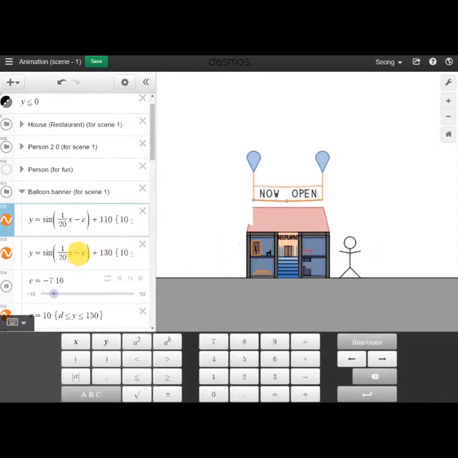I put C in the equation where it makes the graph horizontally shift to the left or right side to make the banner moving. Also, I made a slider for C to control the horizontal translation.